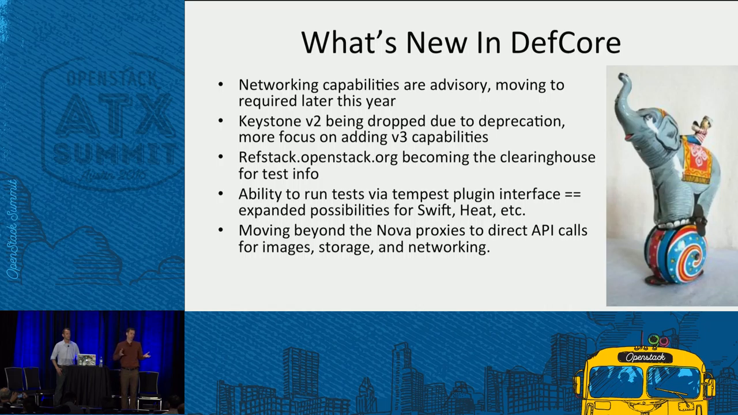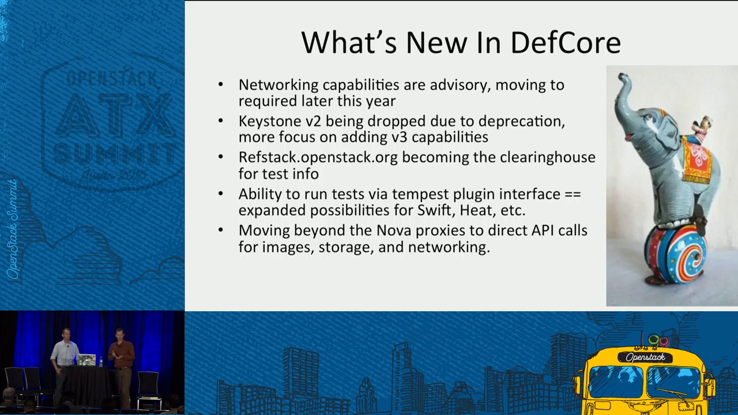One of the major additions happening this year is that networking capabilities are advisory. One of the reasons networking wasn't a direct requirement in the initial versions of DefCore was because we had two different networking models: Nova Network and Neutron. But now it's very clear that the community has gotten behind Neutron as a networking model. It's become much more mature and much more stable. And so we're going to be moving to requiring network capabilities in the next set of guidelines, which will be approved in August of this year.